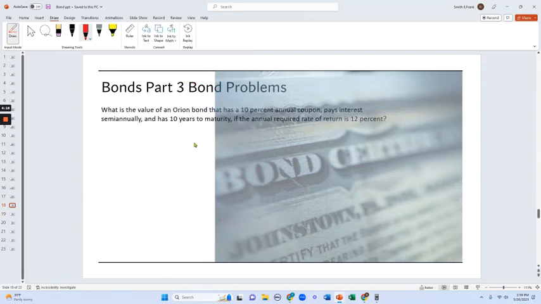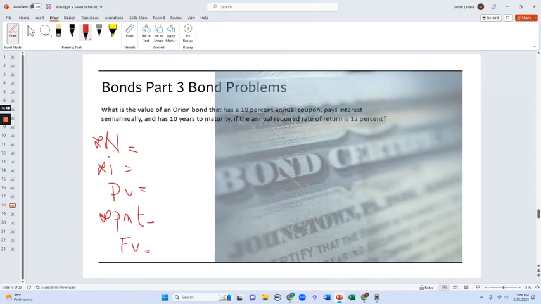All right, so next problem. What is the value of an Orion bond that has a 10% annual coupon, pays interest semi-annual, and has 10 years to maturity if the required rate of return is 12%? So once again, we're going to have a discount bond here. We have to deal with PV, payment and future value, and with the fact that it is a semi-annual bond. So we know the N, the I, and the payment are going to be in semi-annual terms.